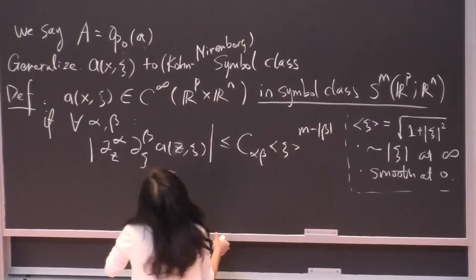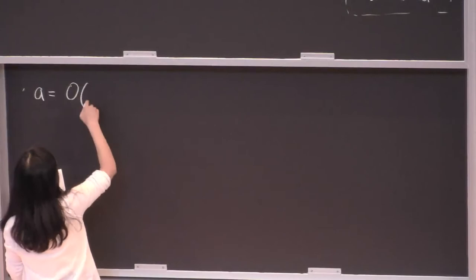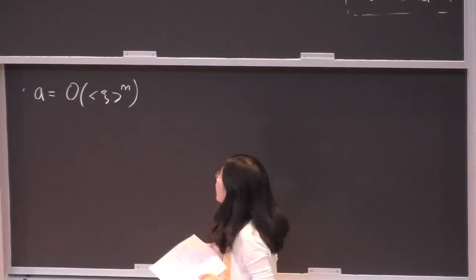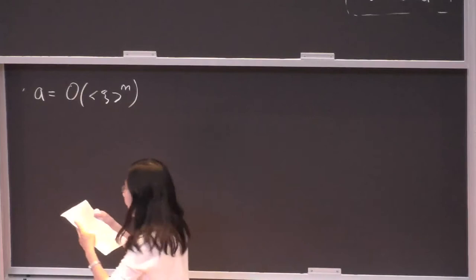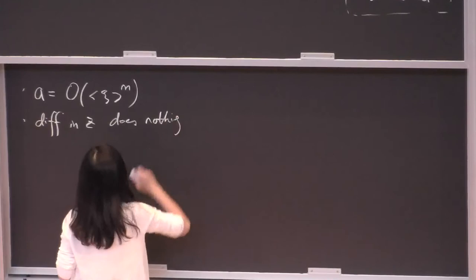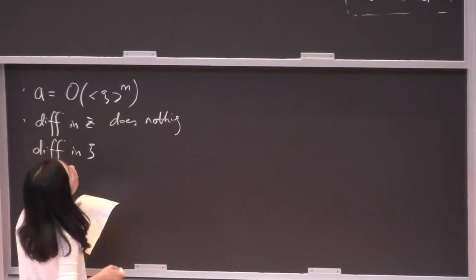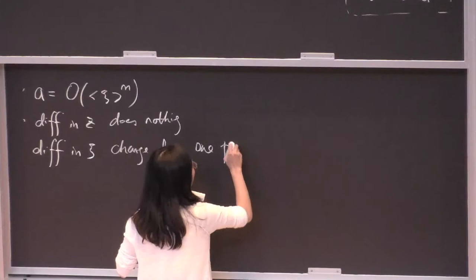Now let me say a little bit about the implications of this. The first implication is that a is bounded by this form, basically saying that at infinity, a is like a polynomial of growth m, where m is the order that appears there. You just put α and β equal to zero and you'll see that. The second thing is that differentiation in the z variable doesn't change the growth, so it does nothing, while differentiation in the ξ variable makes it decay by one more power of ξ.